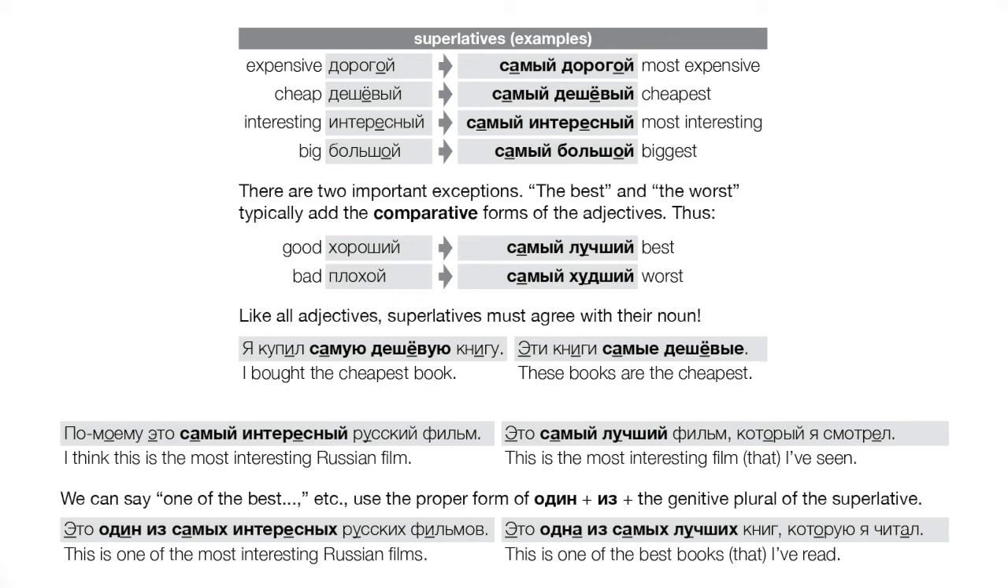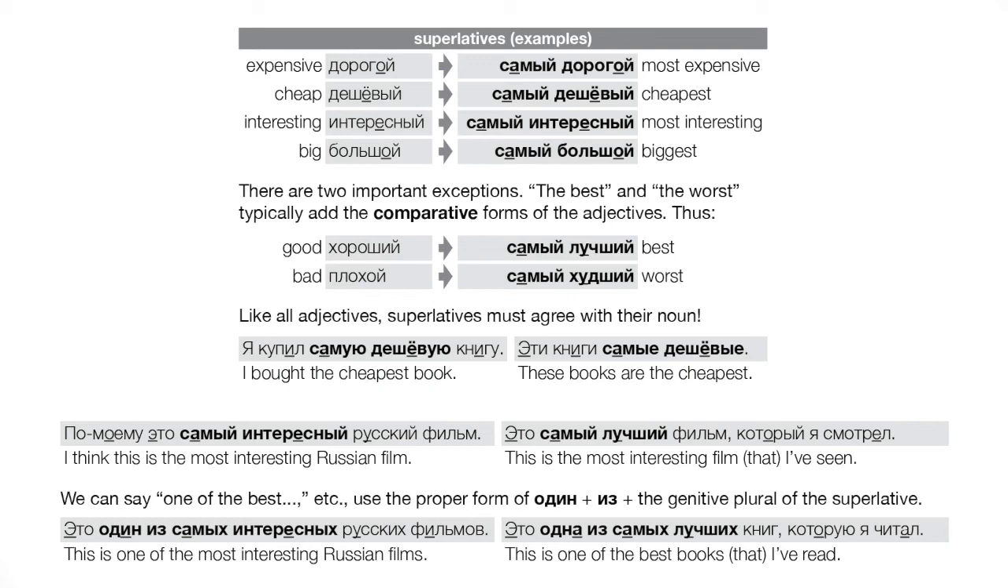Okay, so let's look at some examples. Я купил самую дешевую книгу. Okay, we're modifying book. We want to say the cheapest book. Book is in the accusative, so we get full agreement. Самую дешевую книгу. These books are the cheapest, the most inexpensive. Эти книги самые дешевые. They're in the plural.